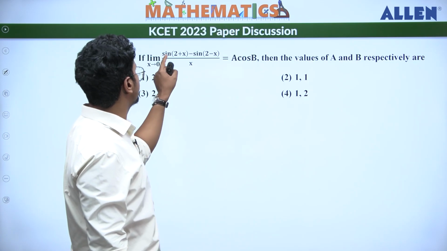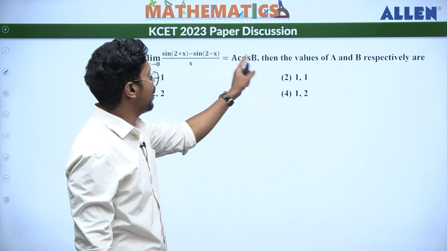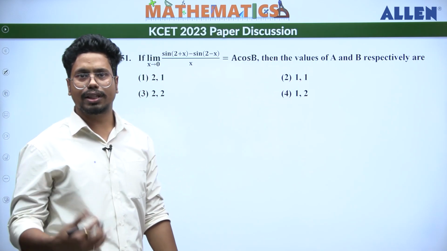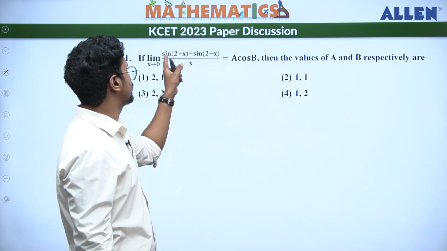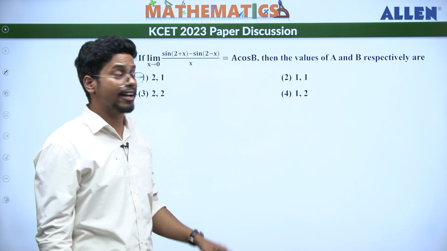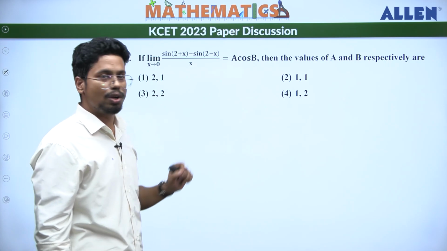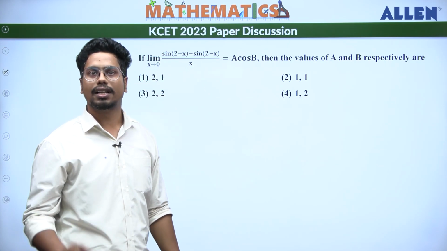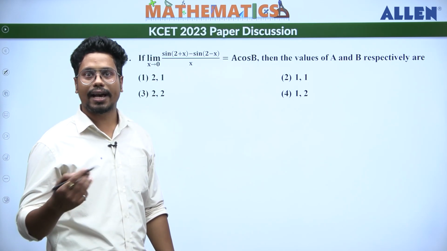Limit x tends to 0, sin(2 plus x) minus sin(2 minus x) by x is equal to a cos b. Then find the values of a and b respectively. So this question you can solve in two ways. Either you can use the expansion of sin(a plus b), or you can use L'Hospital. Because when you put directly x equal to 0, all of you, this denominator is 0. Numerator will become sin 2 minus sin 2, which will be coming out to be 0. So 0 by 0 form. So let us go by the L'Hospital rule.